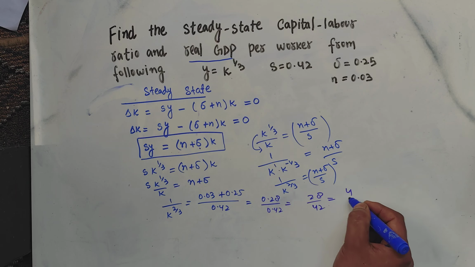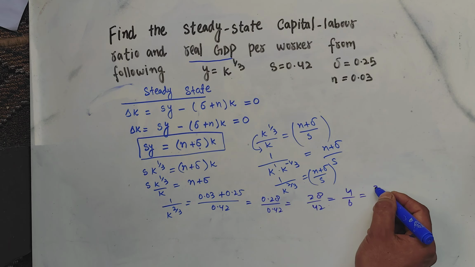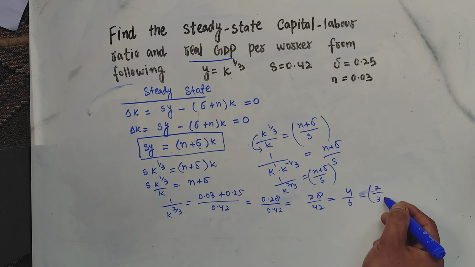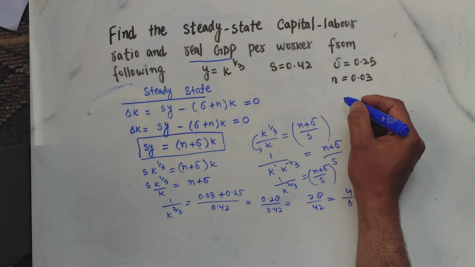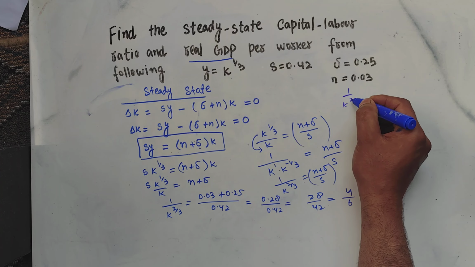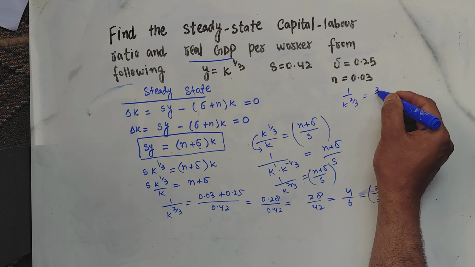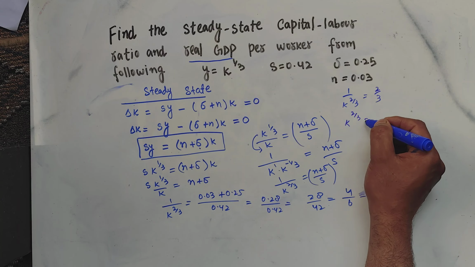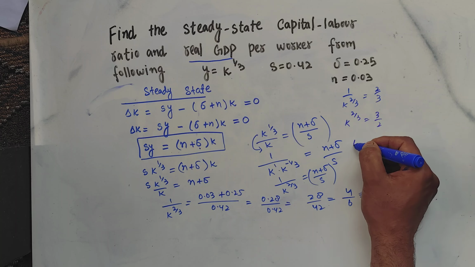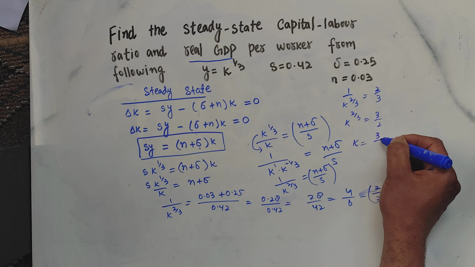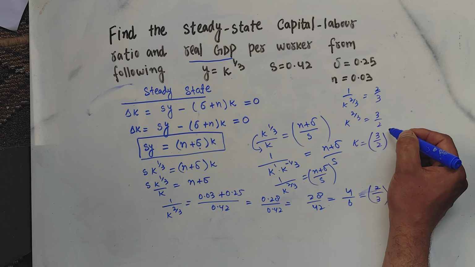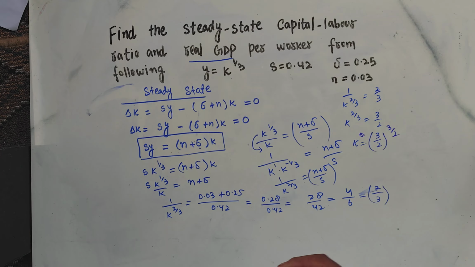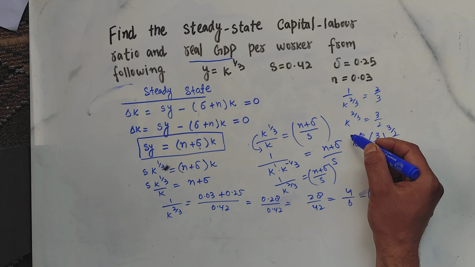Simplifying, 7 4s are 28 and 7 6s are 42, which is equal to 2 upon 3. So here we have 1 upon k raised to the power 2/3 equal to 2 upon 3. Reciprocating both sides, we get k raised to the power 2/3 equal to 3 upon 2, or k will be equal to (3 upon 2) raised to the power 3/2. This is our steady state capital labor ratio.